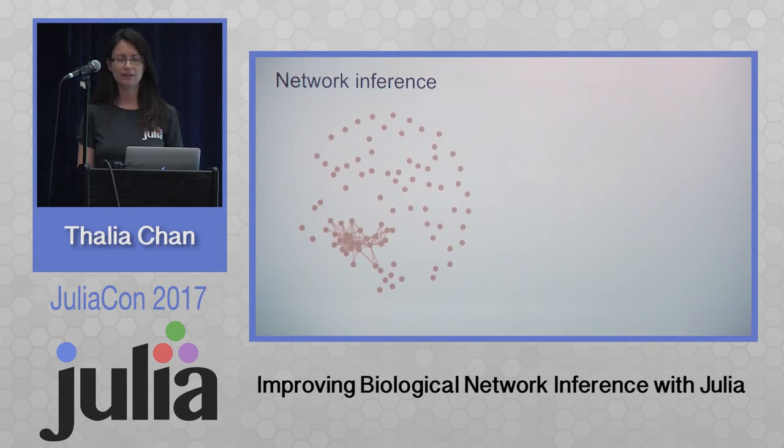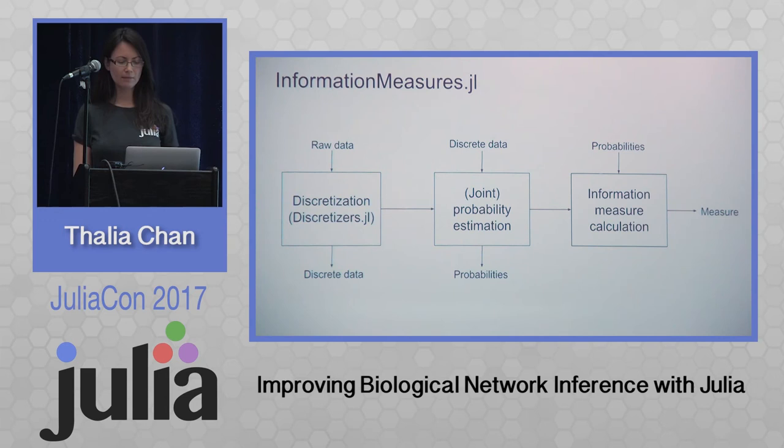With single cell data, we realized we could actually use higher order information measures because we now have enough information to estimate three-dimensional probability distributions. So we wanted to see if we could develop some kind of algorithm that could improve on the existing mutual information-based algorithms. To do so, we implemented informationmeasures.jl, and here is an overview of it.